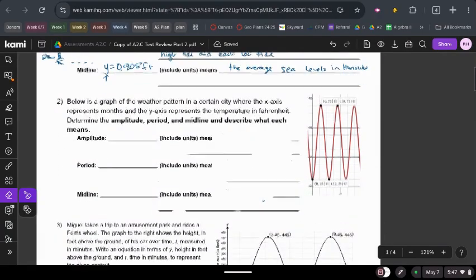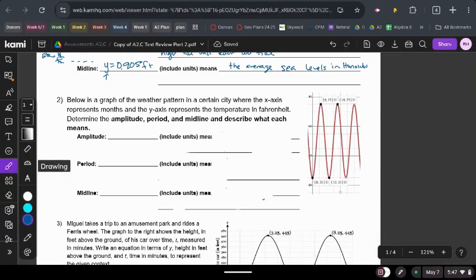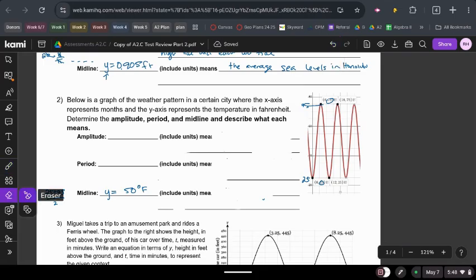When we're finding the values from a graph, it's a similar idea, except now we need to use the visual of it. And so when I'm calculating the midline, I look at the high, which is at 75, and the low, which is at 25. And I add them together and divide by 2. So 25 plus 75 divided by 2. So that's going to be 100 over 2, which is 50. And since the y-axis represents temperature, this would be degrees Fahrenheit. So this is the average temperature in that city. The average temperature is 50 degrees.